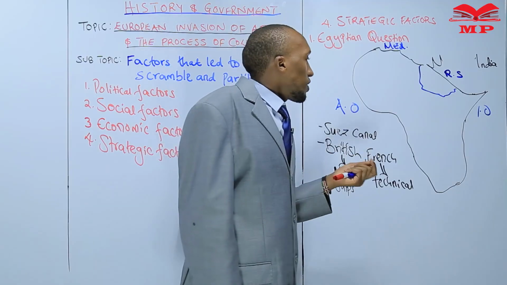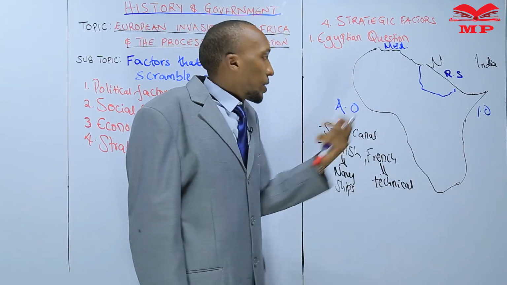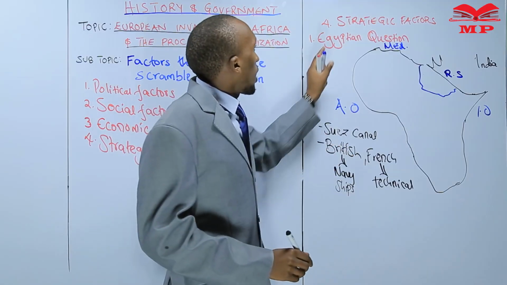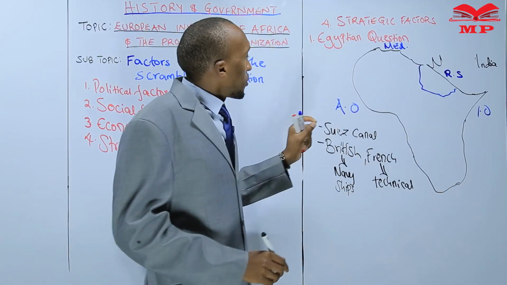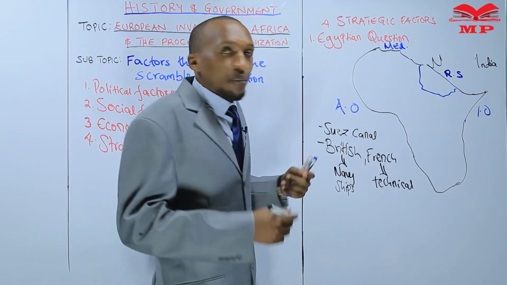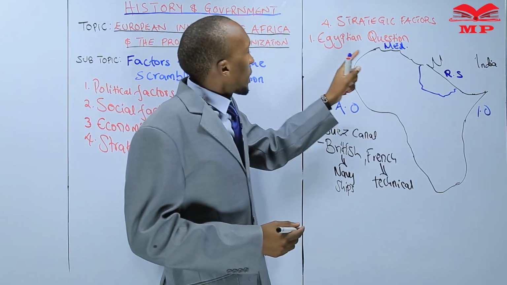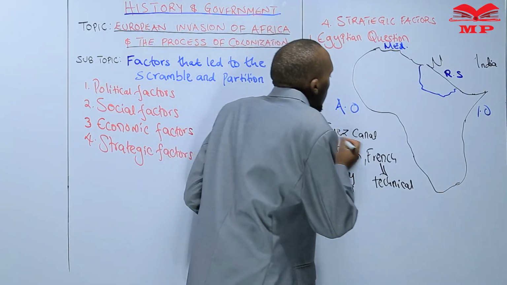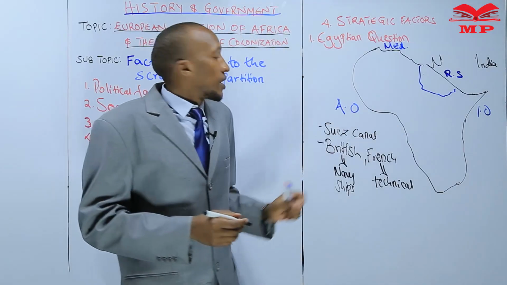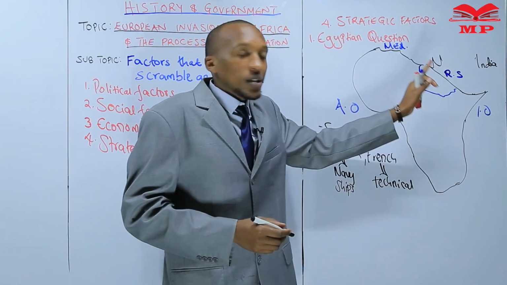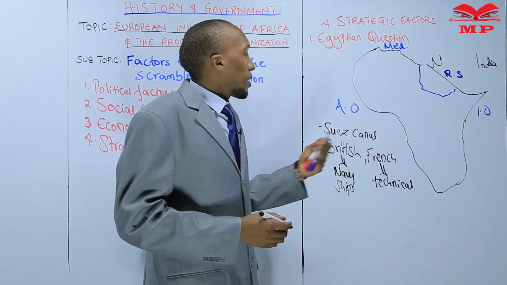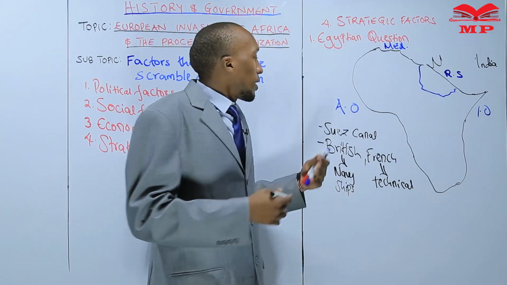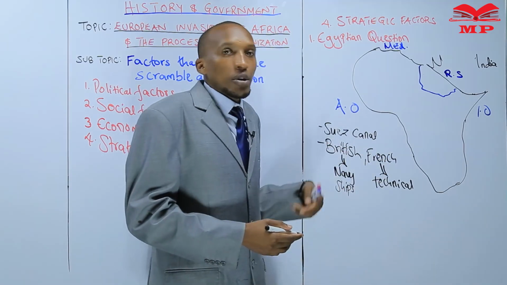Now, the French were defeated. So what happens after that? We are going to look at that question as our next factor. But now, before that, I've mentioned, my dear learner, the Egyptian question. When we talk of the Egyptian question, it is centered around the Suez Canal. The British wanted to control the Suez Canal, but they were competing for that against the French. But finally, the British were able to prevail.